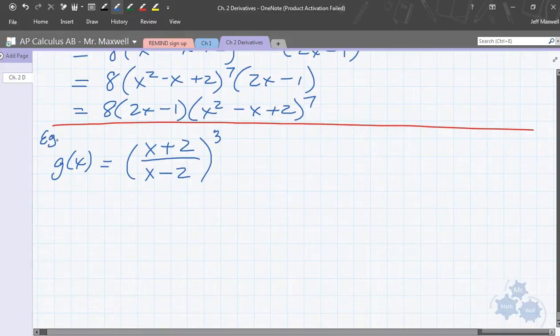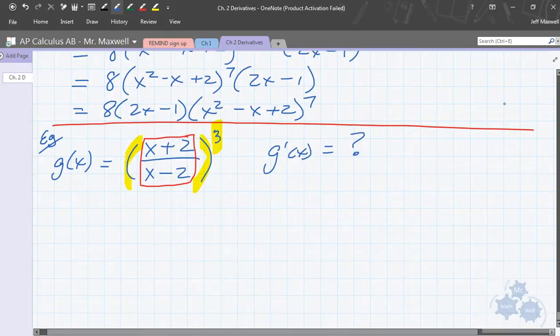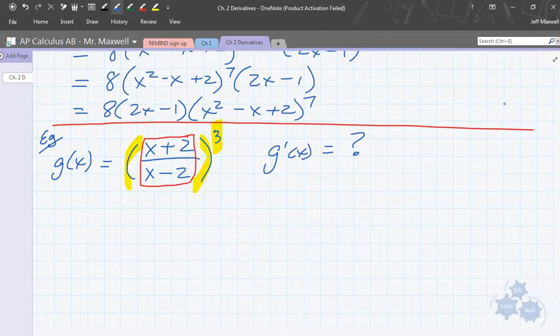For this example here, we're going to use the chain rule. We have an outside function here, and then we have the quotient rule inside. So here's your outside layer, and then your inside layer, for which you have to use the quotient rule. Okay? So go ahead and find g prime of x here. And like I say, you don't have to expand anything. You can leave it in factored form, but simplify the numerator and denominator if possible, writing in factored form. Okay, give it a try, and we'll talk about it in a minute.